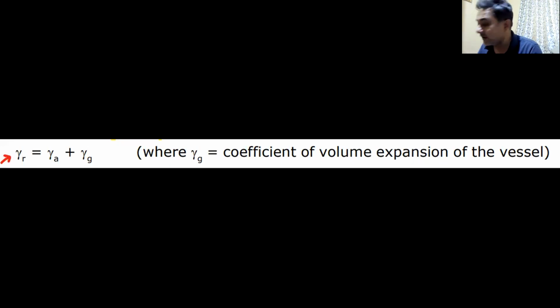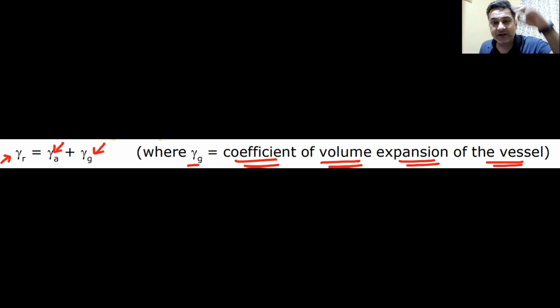Gamma real, which is the real coefficient of expansion, will be equal to gamma A, which is the coefficient of apparent expansion, plus gamma S or gamma G or gamma V, which is the coefficient of volume expansion of the vessel. So the coefficient of real expansion of the liquid is always more than the coefficient of apparent expansion. And this formula you must remember, because if a question comes, it will be based on this formula only. Do we understand this?